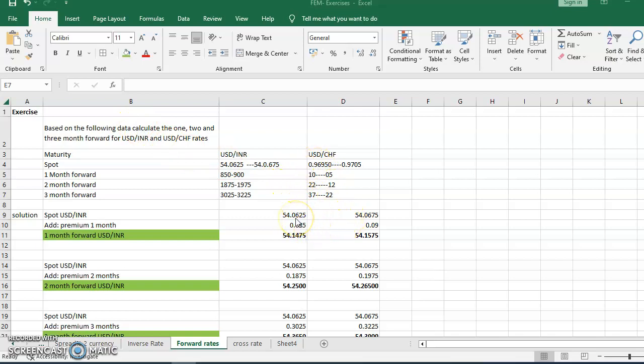I've taken the bid price 54.0625 and I've taken 0.085. Now what is this? I remember in my previous video I was talking to you about the pip. So 850, we take the points divided by 10,000, you get a value, right? So that value is 0.085. Right?